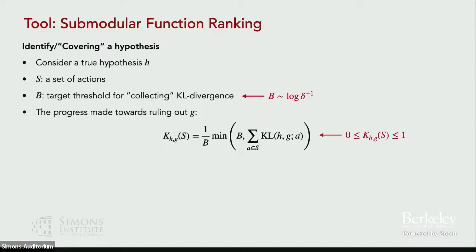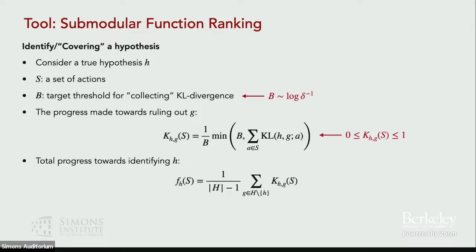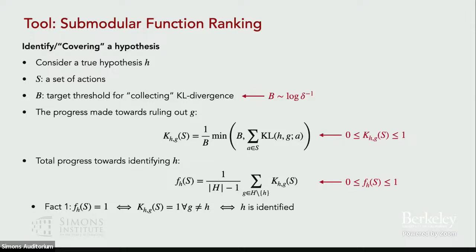Now, the second thing that we need to keep track of, to identify H, I need to rule out all the other hypotheses in my set. I also need to keep track of the progress that I've made towards identifying H. The way that we will do that is by using this function f subscript H. In the summation here, we're simply summing over the progress that we are making towards ruling out each individual hypothesis in my set that's not H. So this function will take the value 1 if and only if I have ruled out all the other hypotheses in my set, and this is to say that H is identified.